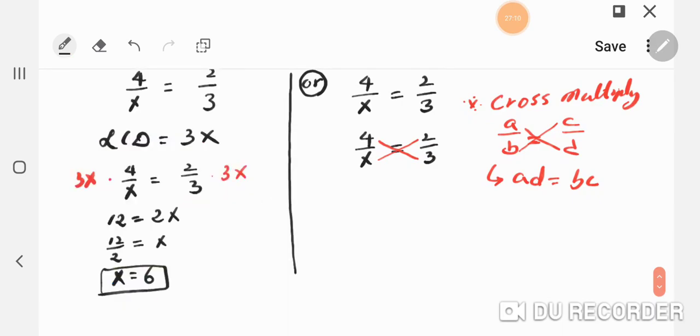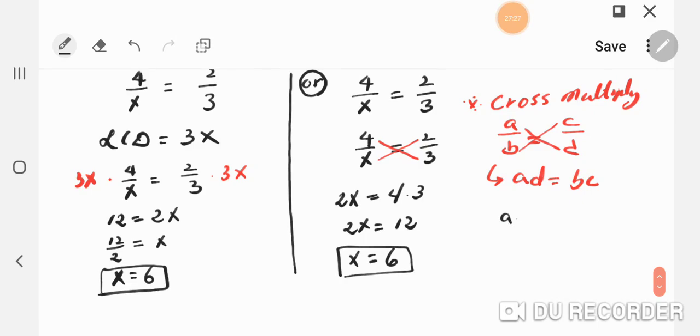Then this will be 2x is equal to 4 times 3. So 2x equals 12. Divide each side by 2. So x equals 6.